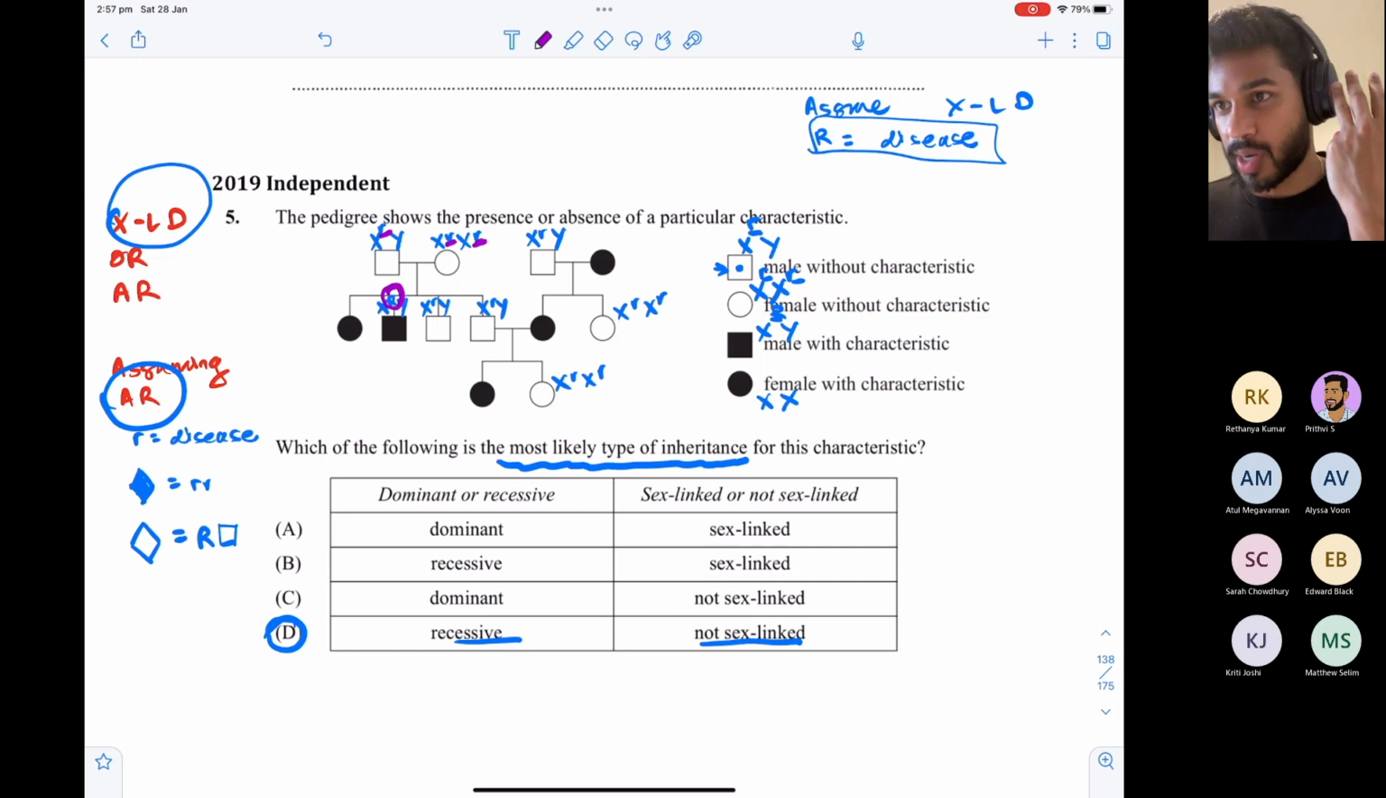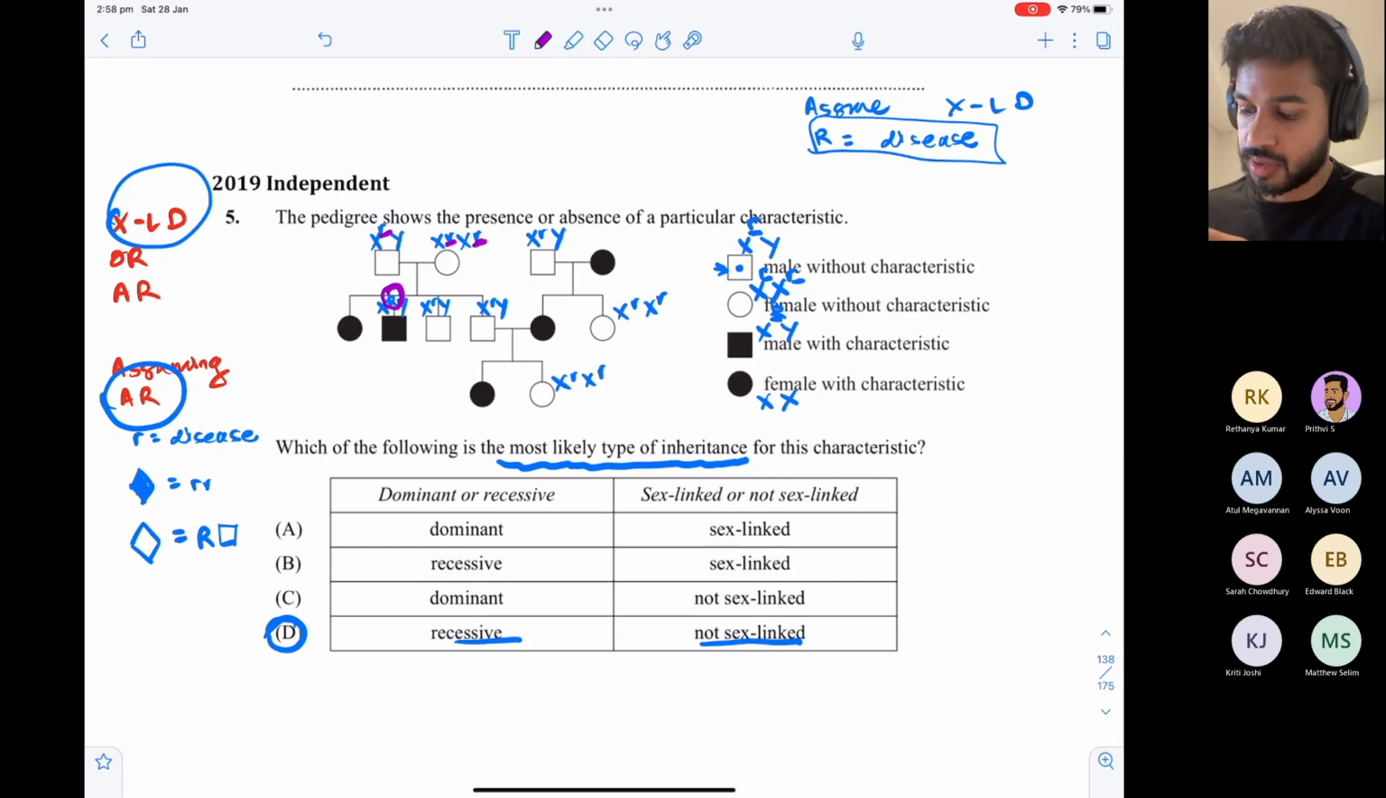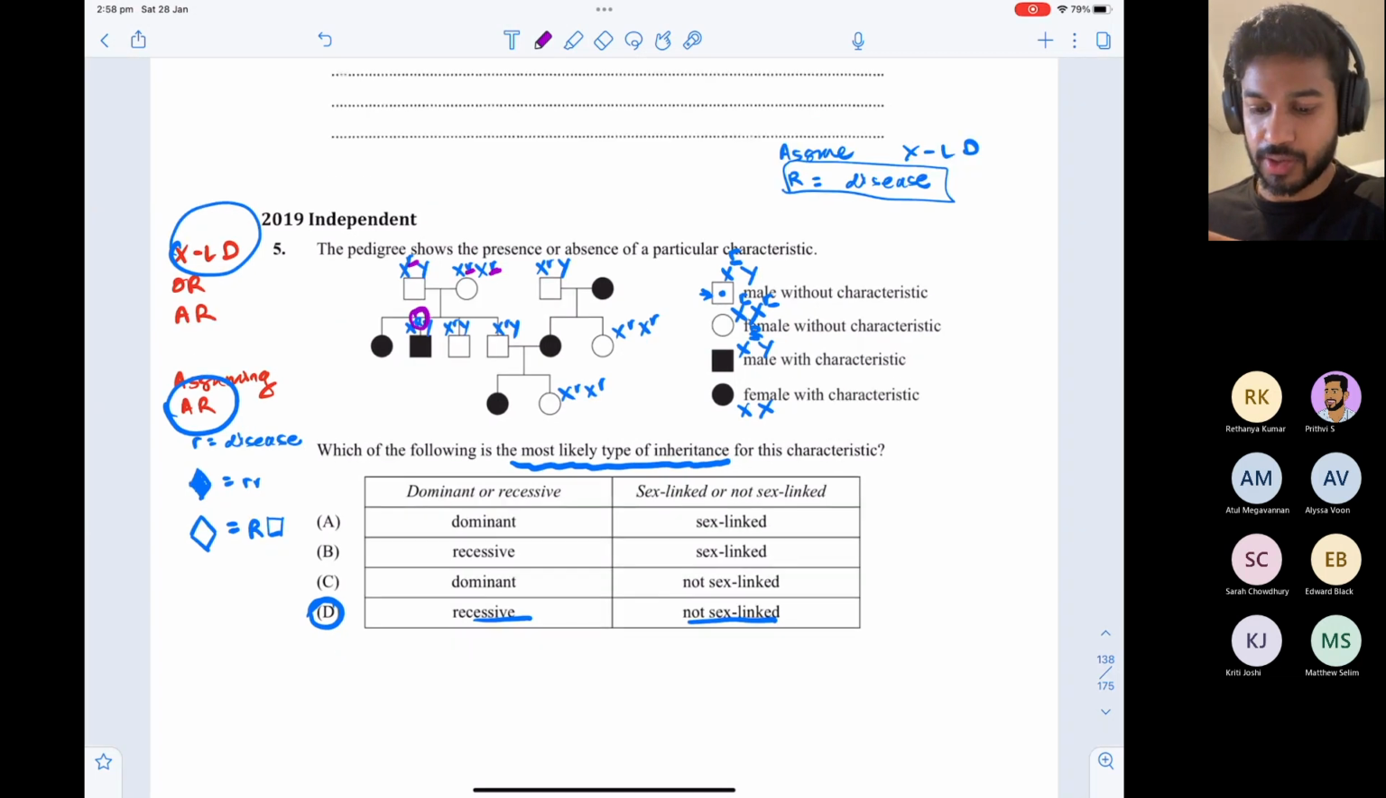3 steps, you can answer every single pedigree question. Doesn't matter if it's a HSC question, it doesn't matter if you're a surgeon answering a genetics question. Those are the 3 steps you'll always be using. Any questions at all? Please ask away.